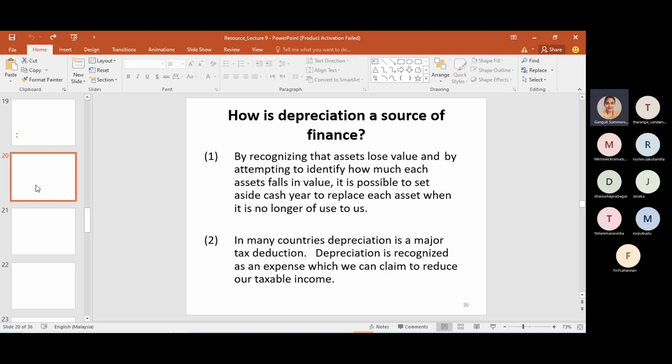Okay, so depreciation can be used to reduce your taxable income, because in many countries, depreciation is considered an expense. So you can claim it to reduce your taxable income. These are the two main reasons why depreciation is considered a source of fund.